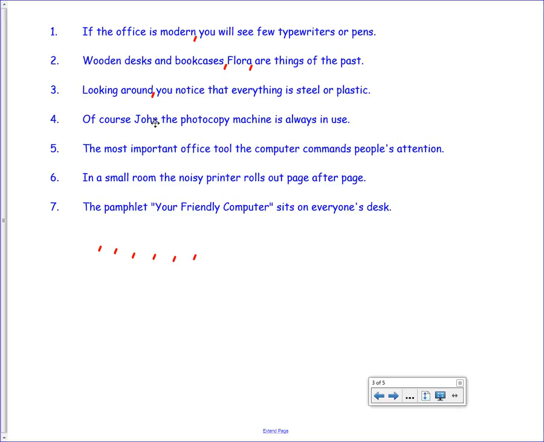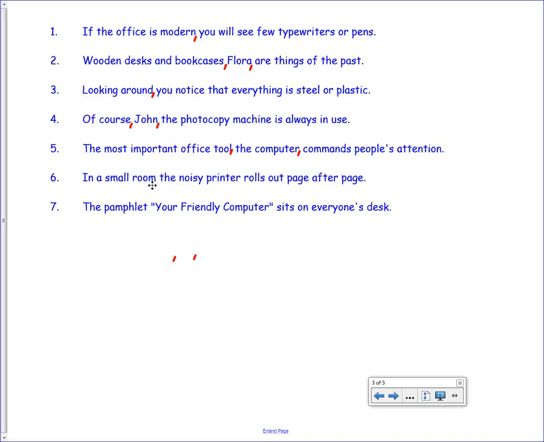John is the person we're speaking to, direct address. Commas go on both sides of his name because we could say, of course, the photocopy machine is always in use. The most important office tool, the computer, commands people's attention. Computer is an appositive describing the most important office tool, so we're going to put a comma on both sides of it to show that it can be taken out. The most important office tool commands people's attention.